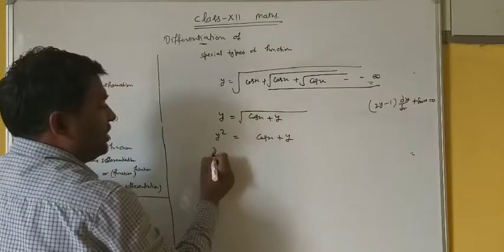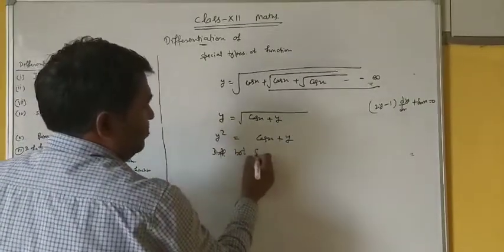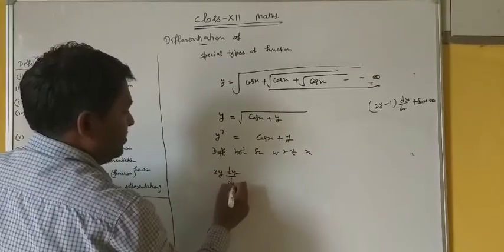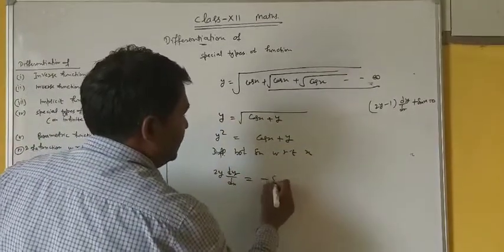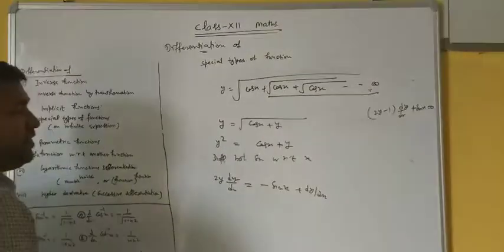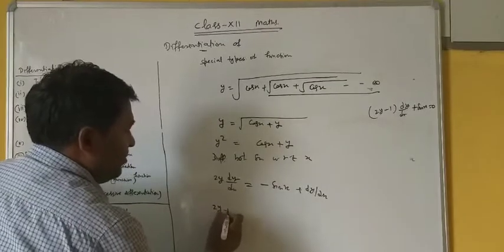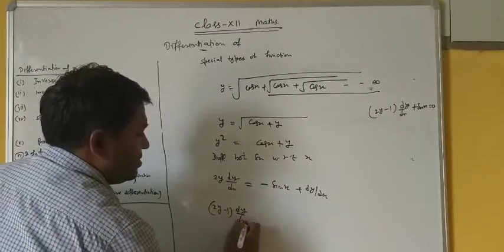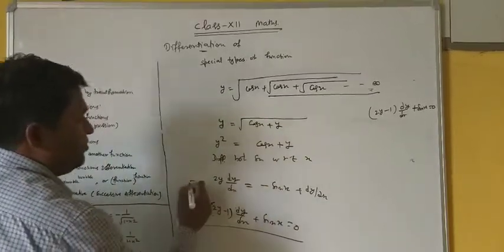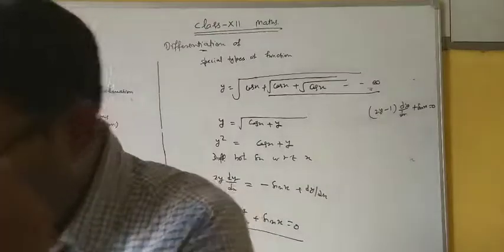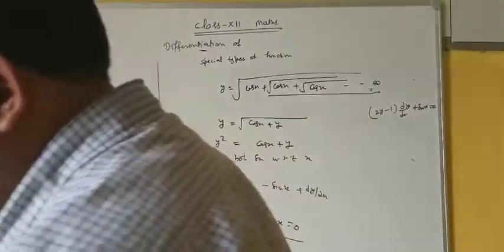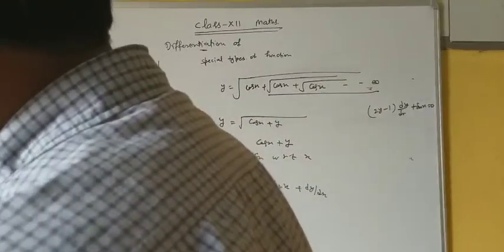Differentiating both sides with respect to x, what you get? 2y dy by dx is equal to minus sin x plus dy by dx. Transposing every term into the left hand side, what you get? 2y minus 1 dy by dx, and this minus will come plus sin x is equal to 0. This is proved. Now all the others you can solve from your exercise.